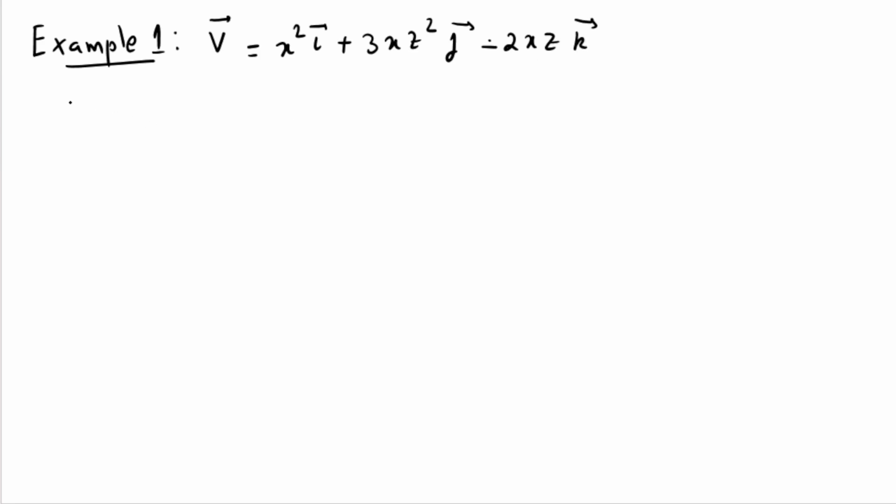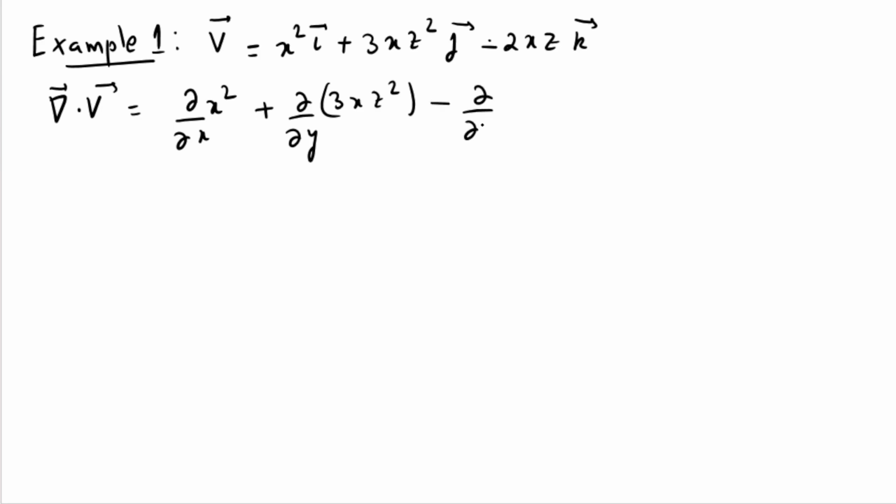Example 1. Let's choose the vector to be the following: v equal to x square i plus 3xz square j minus 2xz k. The divergence of v is given by dou by dou x of x square plus dou by dou y of 3xz square minus dou by dou z of 2xz. Performing the partial derivatives, we get 2x plus 0 minus 2x. So this gives me divergence as 0.